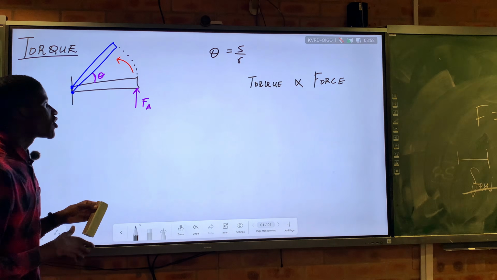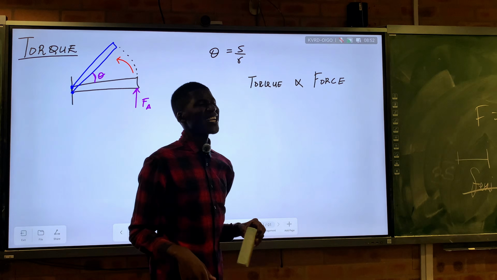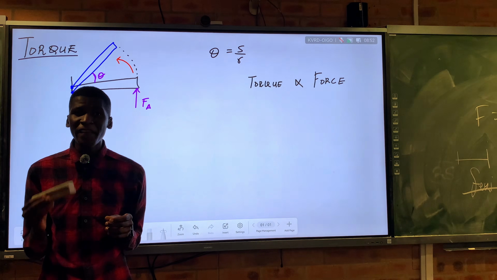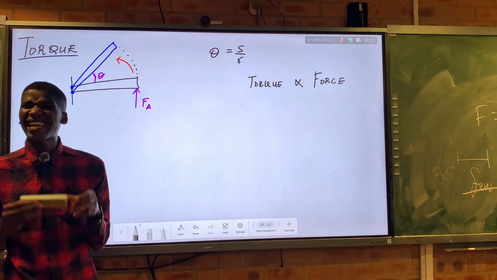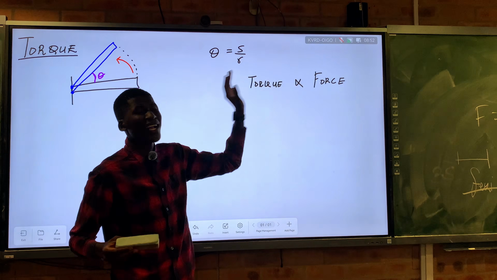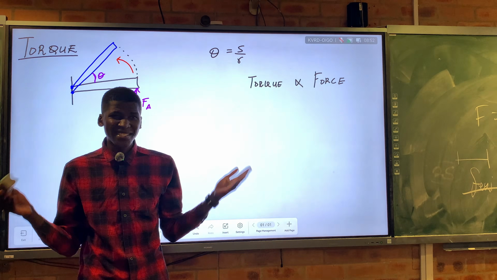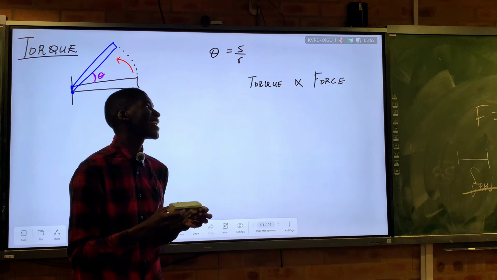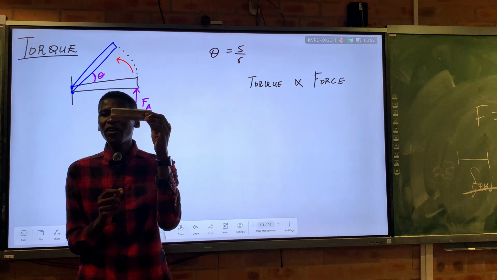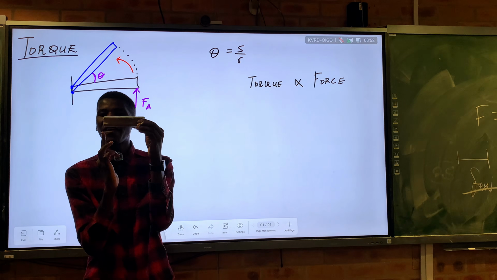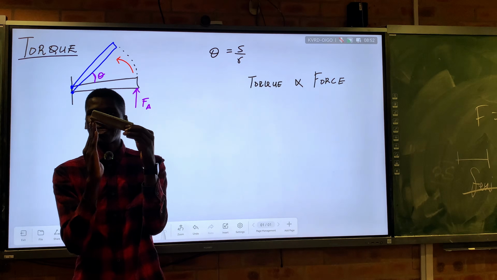Yes, exactly. So we say that torque is directly proportional to force, but there's another thing that affects the rotational motion of an object besides the force. Otherwise, we would have an equal sign here and just say torque and force are the same thing. But because we've got another factor, let's just do this. Here is an object. If I apply a force here, it will rotate.